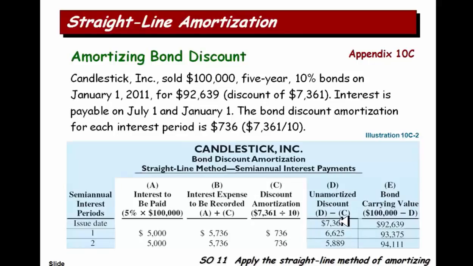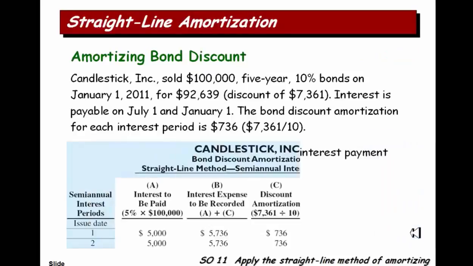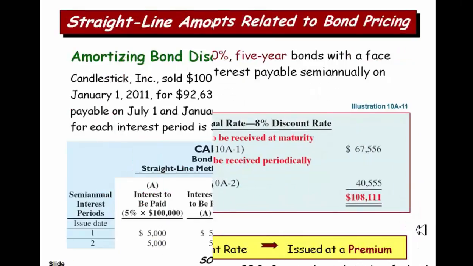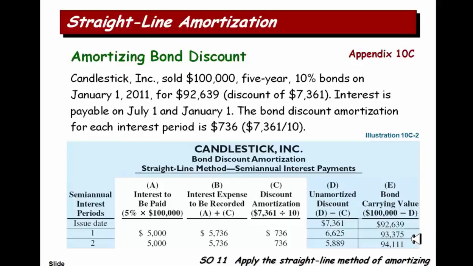So that's credited our unamortized discount by $736, brings it down to $6,625, and now the carrying value of the bond has gone up. When this reaches maturity, the carrying value of the bond will be the face of the bond. So then our total interest expense with that payment is the interest we paid plus the amortization of the discount that we gave when we sold it, which equals $5,736. Now just to show you how that's journalized, let's take a look at that.